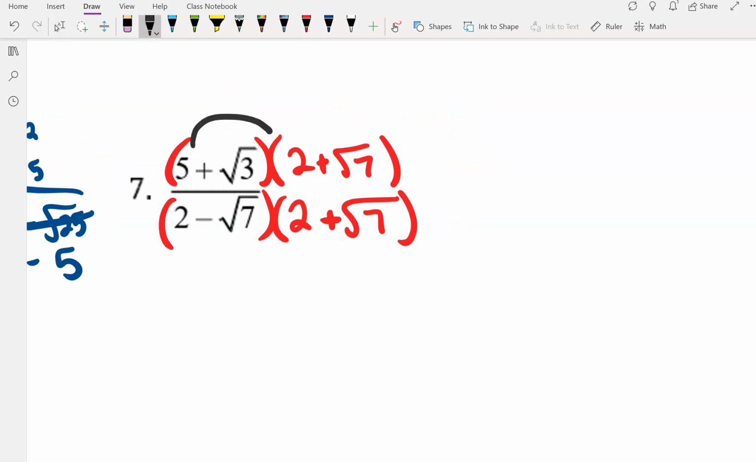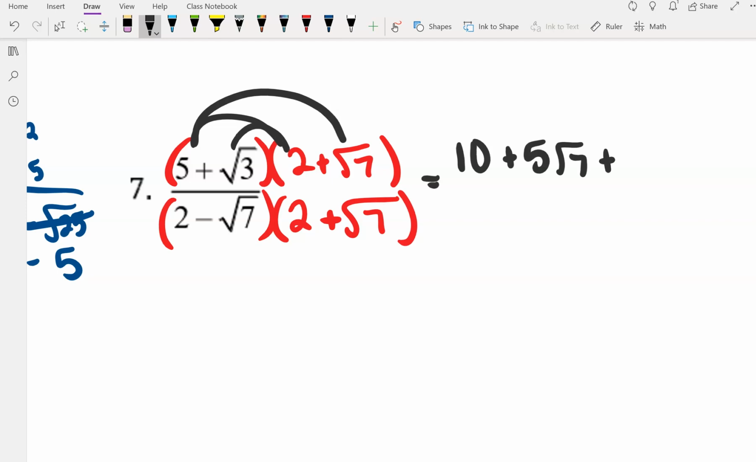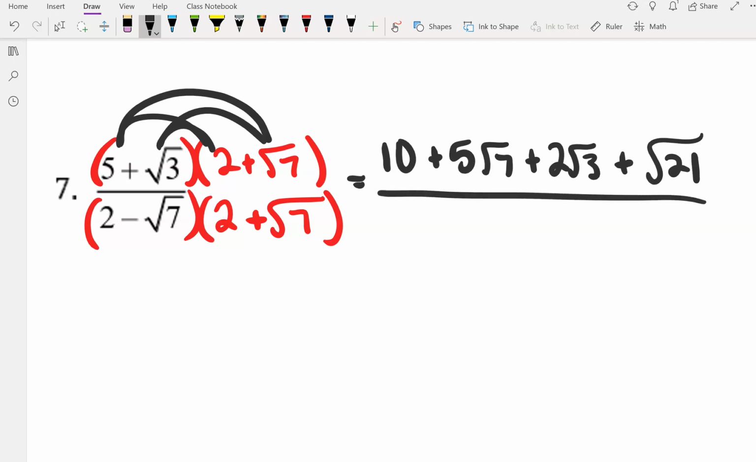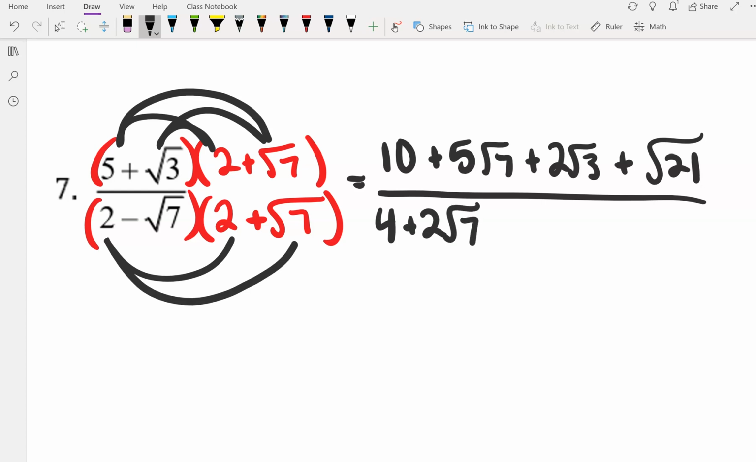So for the top, 5 times 2 is 10. 5 times root 7 is 5 root 7. Root 3 times 2 is 2 root 3. And then root 3 times root 7 is root 21. Over the bottom, 2 times 2 is 4. 2 times root 7 is 2 root 7. Negative root 7 times 2 is negative 2 root 7. And negative root 7 times positive root 7 is negative root 49.